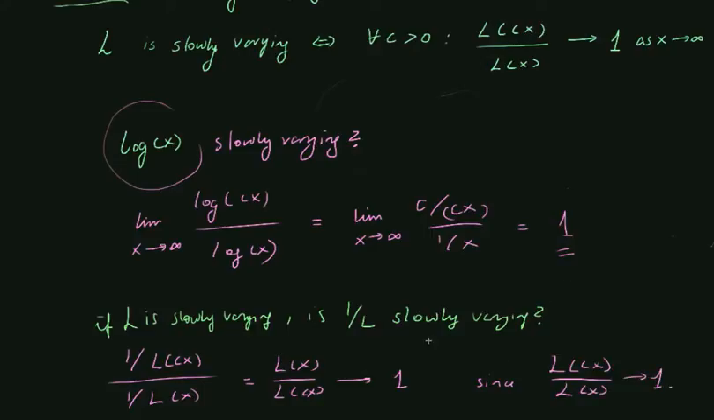So once again, we know something more about how a slowly varying function may look. If we have something that's slowly varying, then its multiplicative inverse is also slowly varying. So we can also say that 1 divided by log x is slowly varying as well.